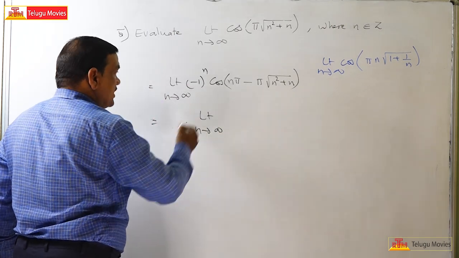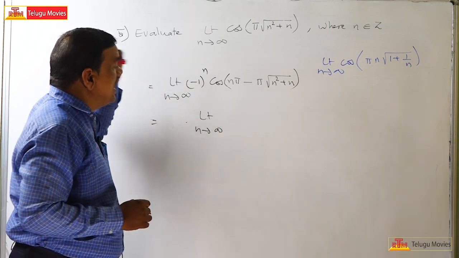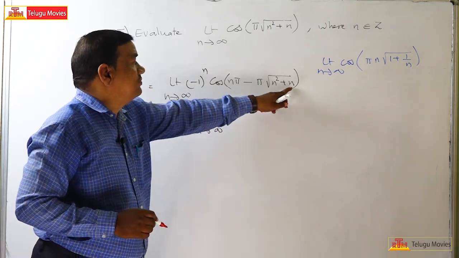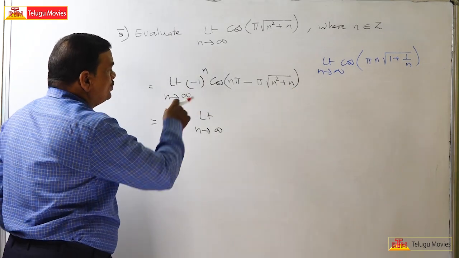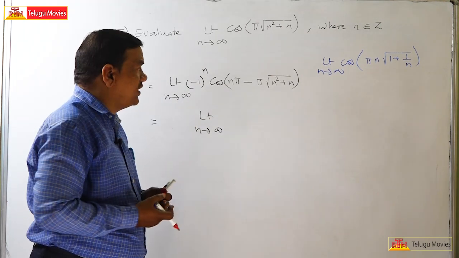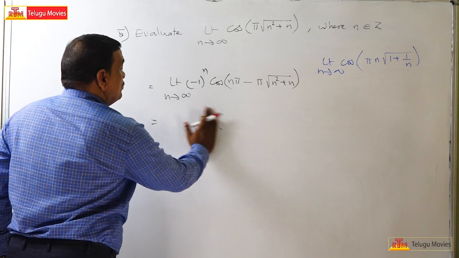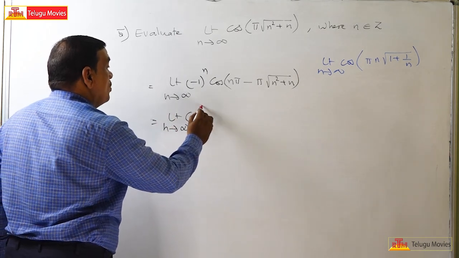As n tends to infinity means, here this n value is different from this n value. So try to understand this. Minus 1 whole power n, you can take it. Otherwise you can put m also, no problem. So limit n tends to infinity minus 1 whole power n.